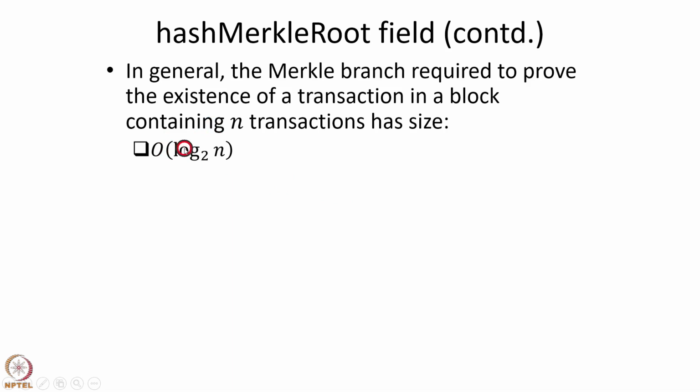This arises from the fact that if we have a binary tree with n leaves, the height of the tree is order log n. So, from this fact you can easily verify that the Merkle branch required to prove the existence of a transaction in a block has size O(log n). So, that is left as a simple exercise.